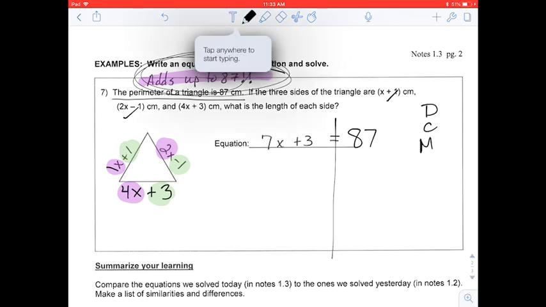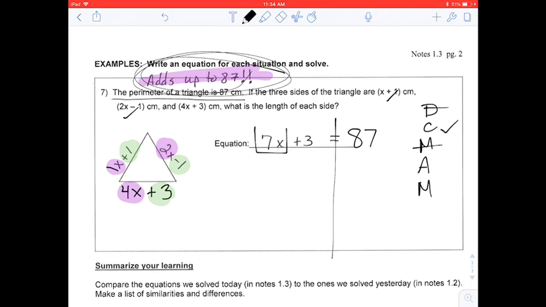All right, so let's write the steps here. There's nothing for me to distribute. Technically, I already did my combining like terms. That's the pink and green highlighting. Move variables. I only have a variable on one side of the equation, so I don't need to worry about that. Add and subtract. I am adding 3 to my 7x, so I need to subtract that 3 to start getting the variable by itself. 7x equals 84.